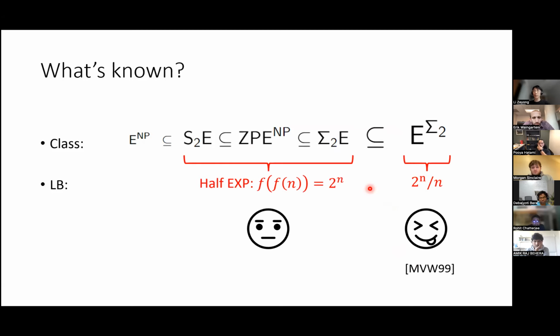And for the classes in the middle, something known as the half-exponential circuit lower bound is known, in the sense that if you apply the function twice, you get 2 to the n. So it's not quite optimum, but it's still something. And this type of circuit lower bound is typically obtained via the Karp-Lipton type argument.